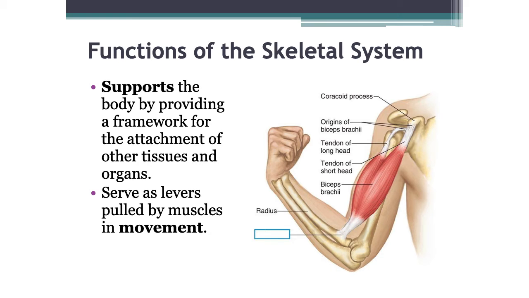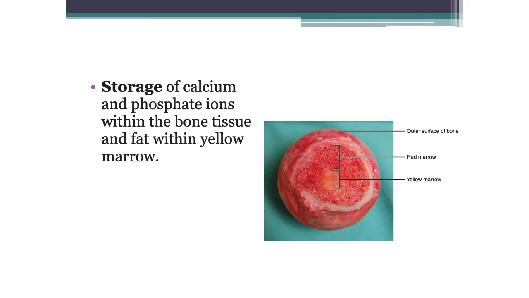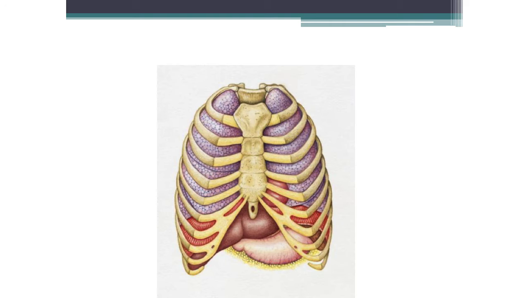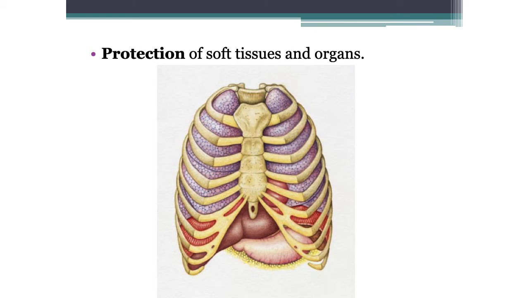Now we'll get to the muscular system next. So first off, there's the storage of calcium and phosphate ions within bone tissue and fat within the yellow bone marrow. And red blood cell production occurs within red bone marrow. So our new red blood cell production occurs there, which we obviously know is important for transporting oxygen around the body.